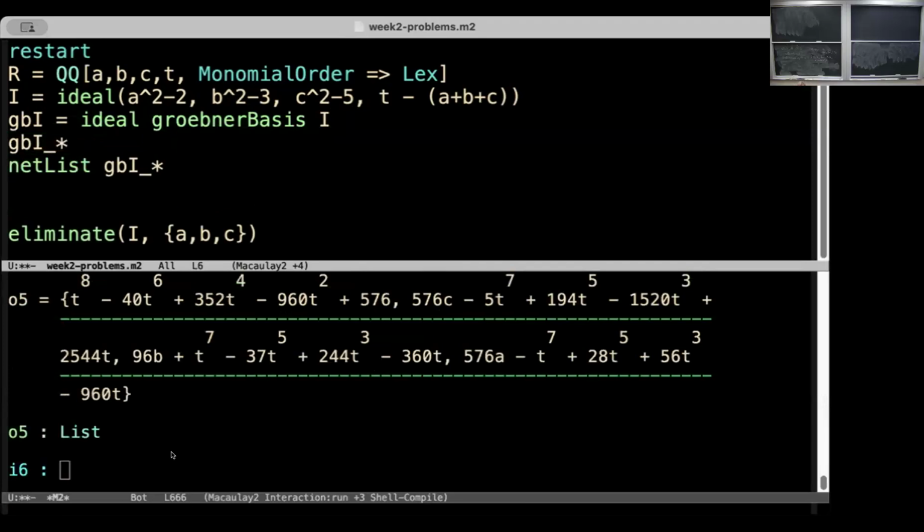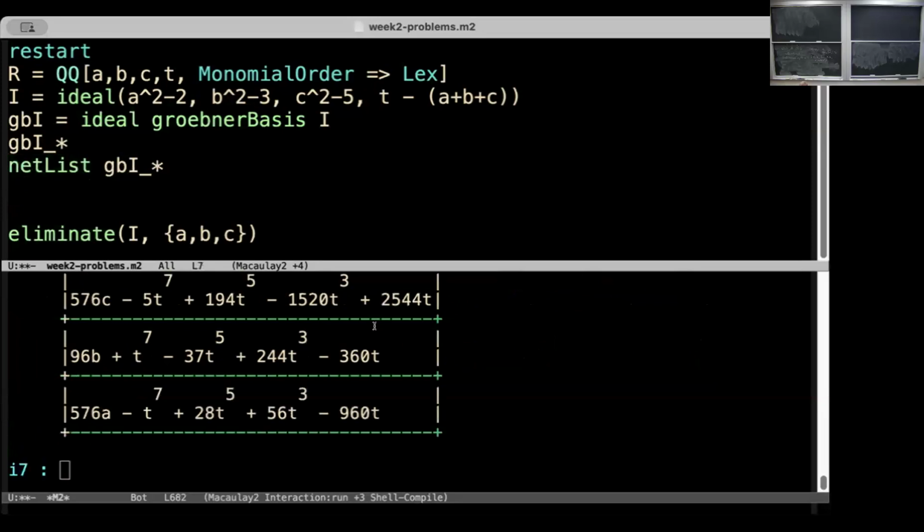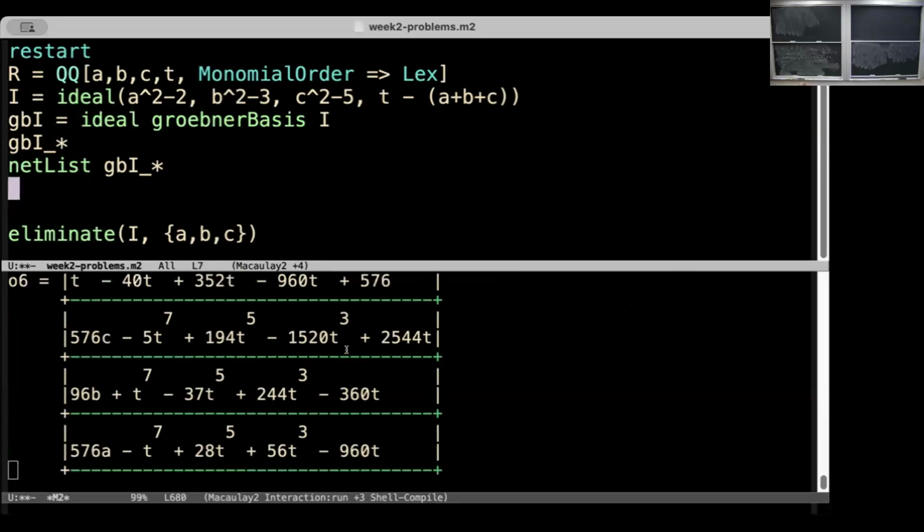So that would be one way to get around using this underscore zero thing that you guys were doing. And then net list of a list just gives you this kind of nice blocked display. That's all. You don't have to do that. I kind of like it.